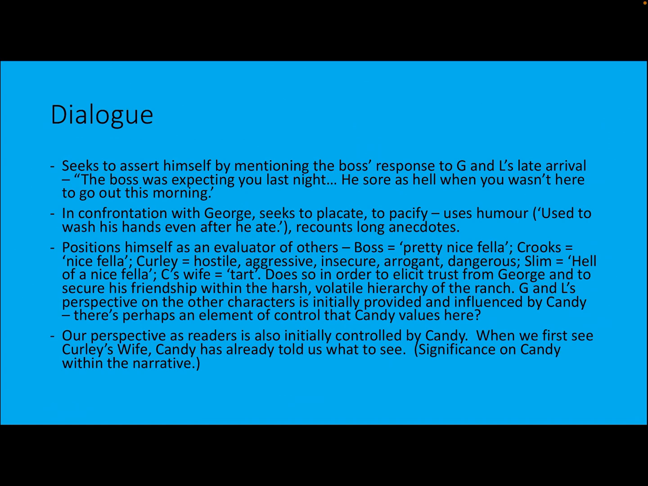They can all be in agreement about what the boss is like, what Crooks is like, and Slim and Curly and so on. If he can set George and Lenny up as an enemy of Curly, for instance, then they've got something in common. They've got a means by which they can side together against the common enemy, if you see what I mean. And so I think there's an element of control here. I think Candy seems to value the position that he has, where it's his role to tell George and Lenny about everyone and to influence them and to control their perception of others, I think.